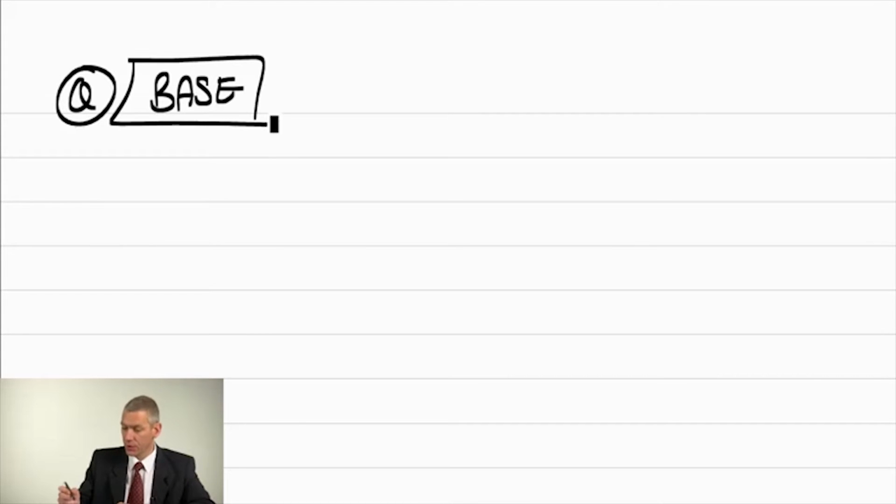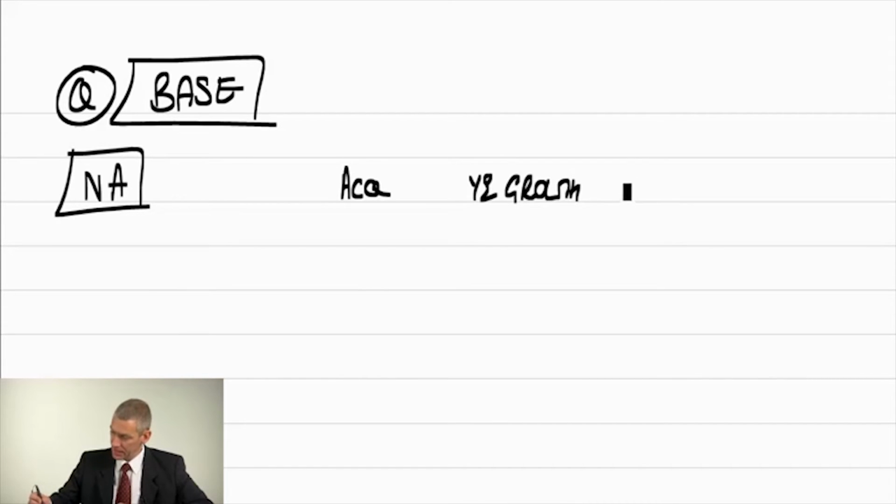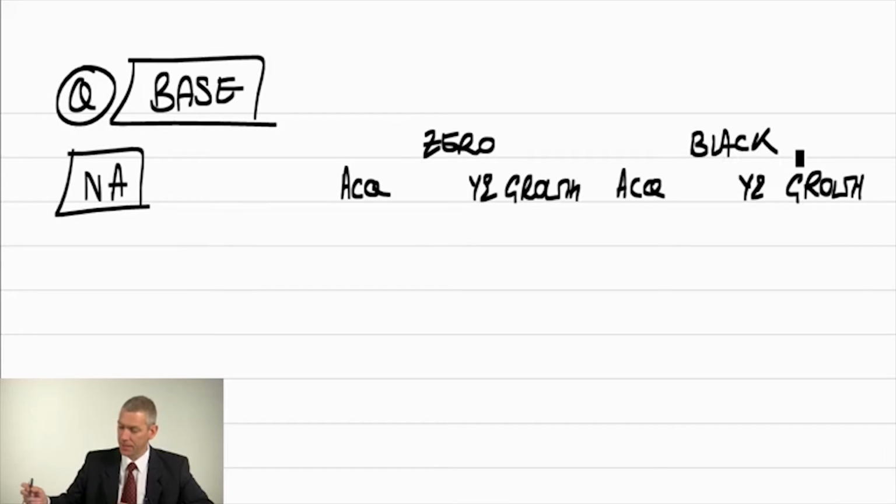There's a couple of marks for your net asset working to get yourself started. Net assets at acquisition and at year end to give us the growth. Why the repetition, you ask me? Well, of course, we're doing one working for Zero and the other one for Black.